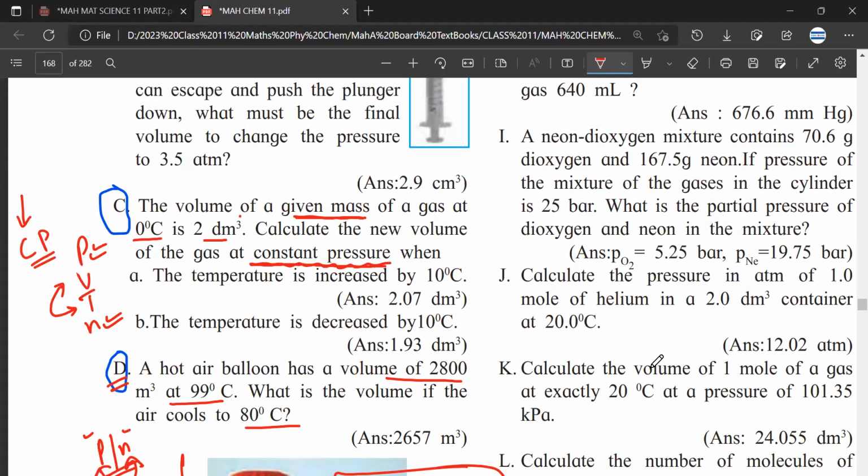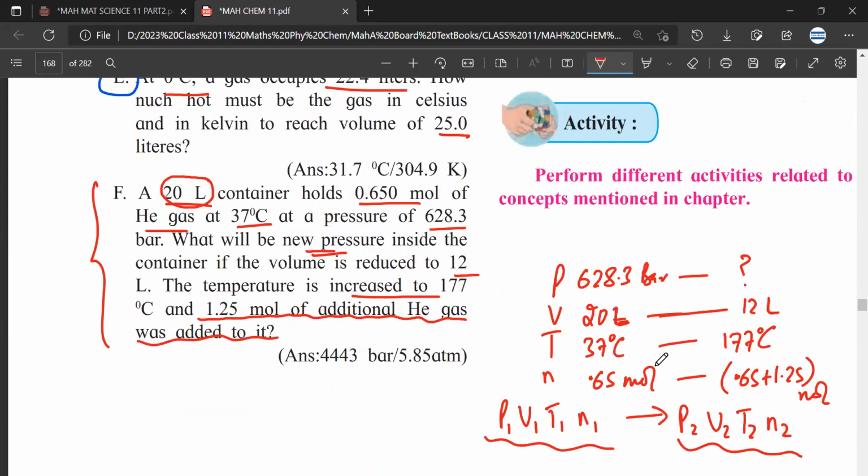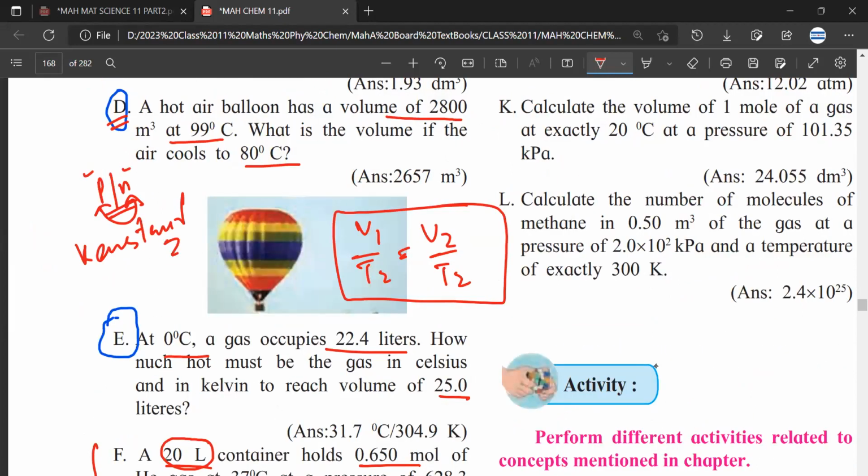The second thing that you will always have to keep in mind is whenever you are doing gas law numericals, make it a habit to always convert degrees Celsius to Kelvin. Have you understood one thing? This is a very simple thing that you can follow. In gas laws, never ever do a numerical in degrees Celsius. Always convert it into Kelvin.